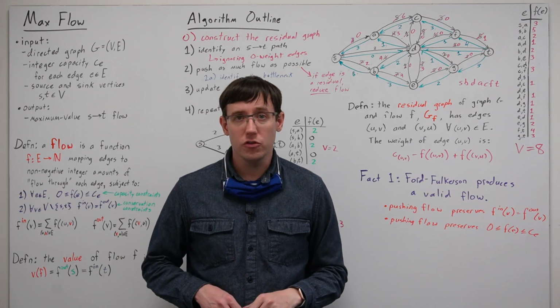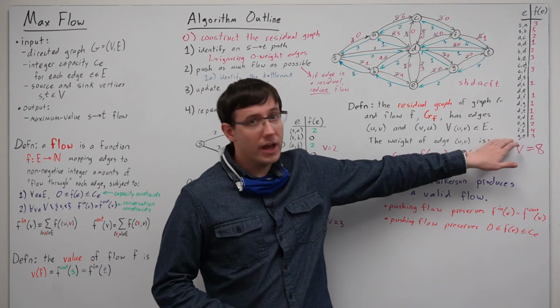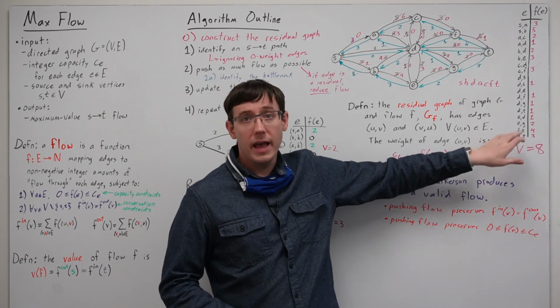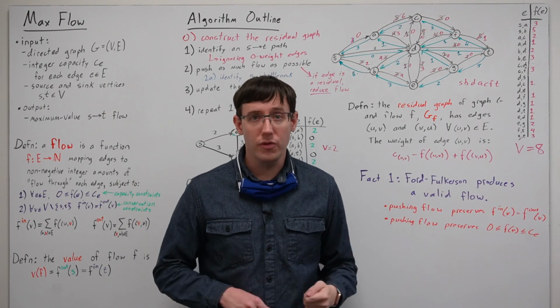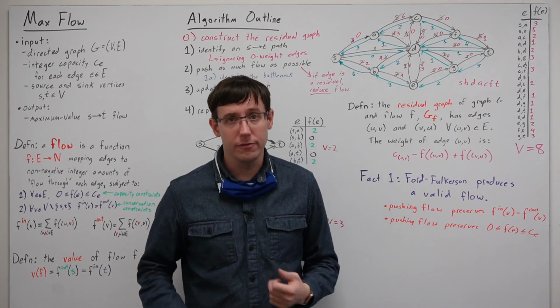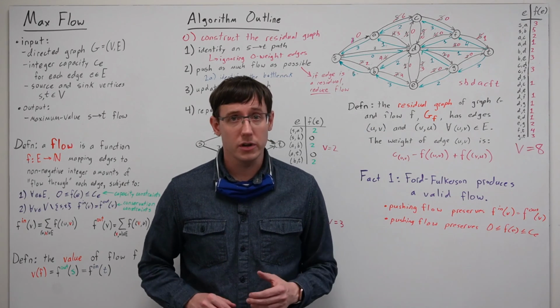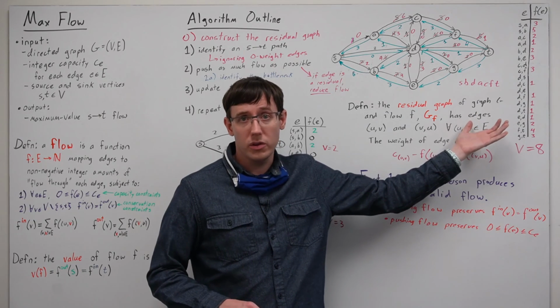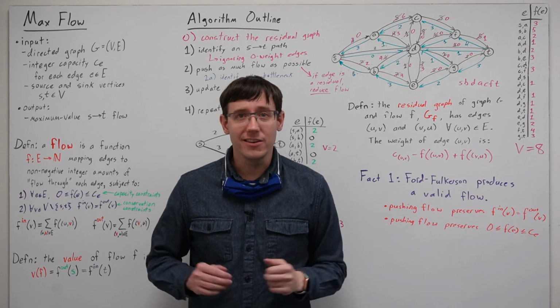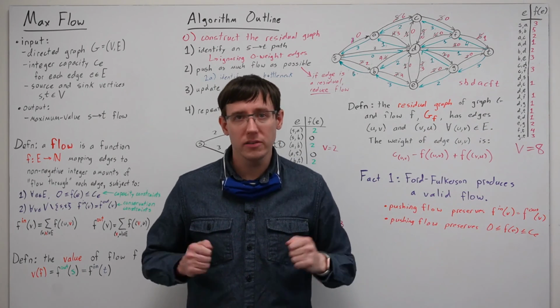And then it remains to show that the flow that Ford-Fulkerson returns has the maximum possible value of any valid flow in the graph. So for now, I will leave you with the question of how do we know this flow is maximal, and the hint that you should be thinking about cuts in the graph.